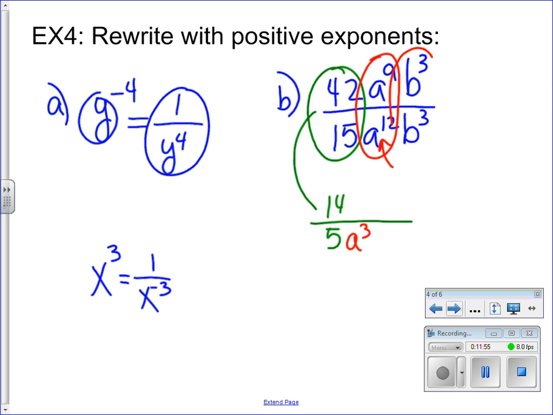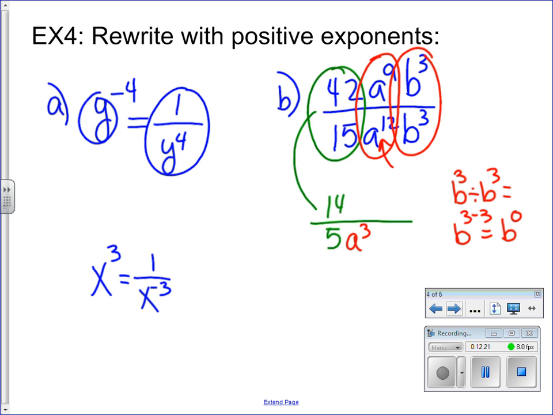Now, we have b to the third and b to the third. When we divide variables, remember we subtract their exponents. So b to the third divided by b to the third is the same as b to the 3 minus 3, which is b to the 0. Okay, b to the 0. This is kind of tricky. First of all, where would we put it? Second of all, what does that even mean?